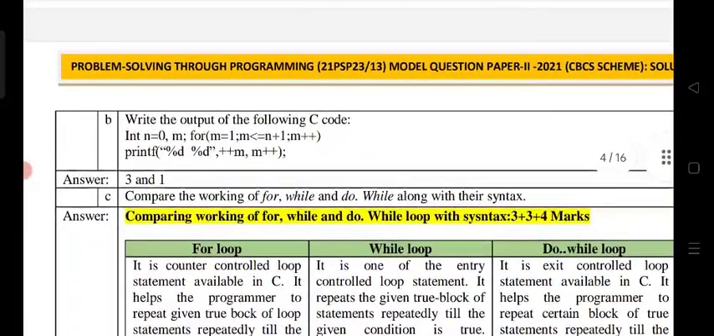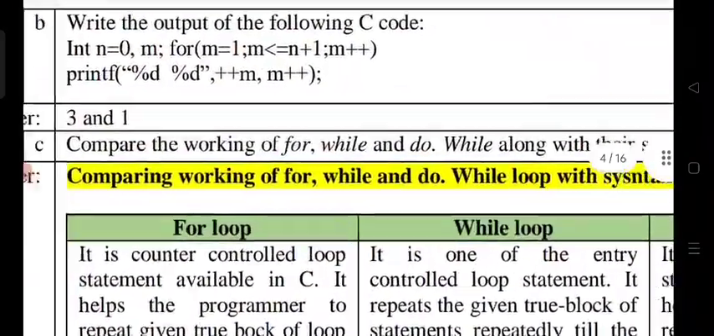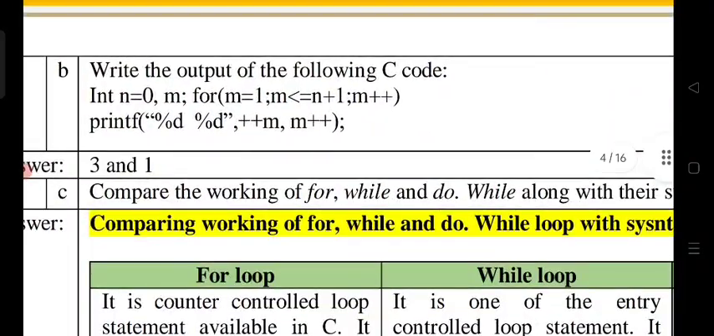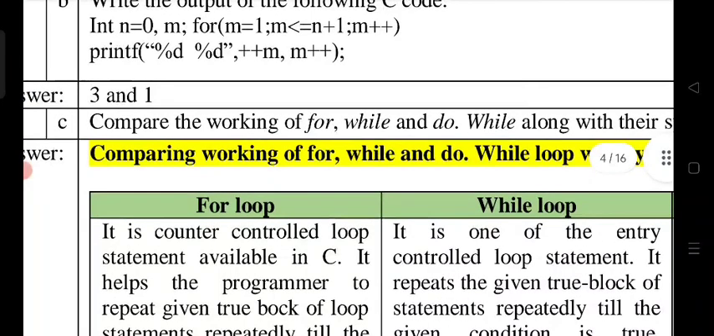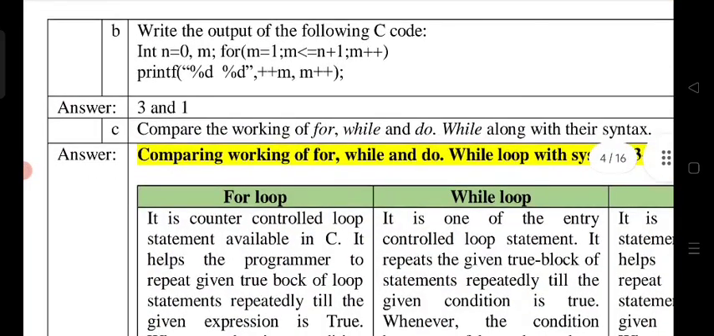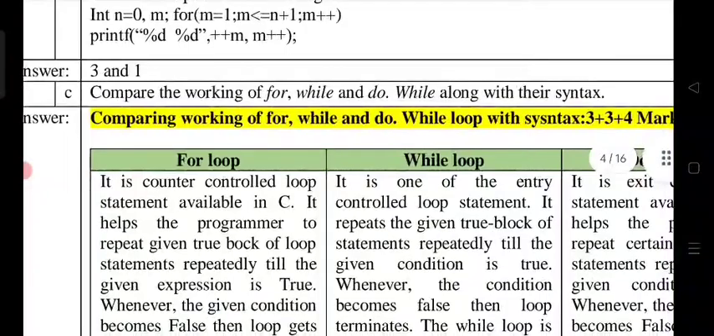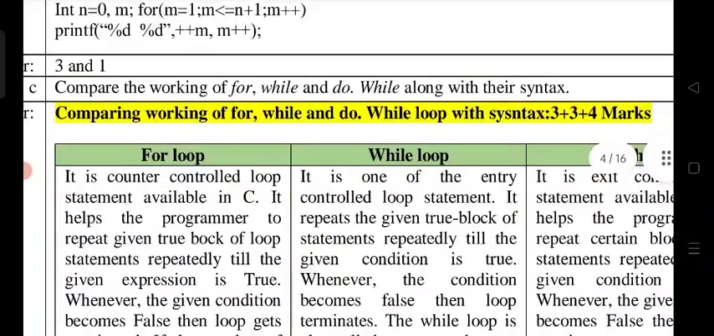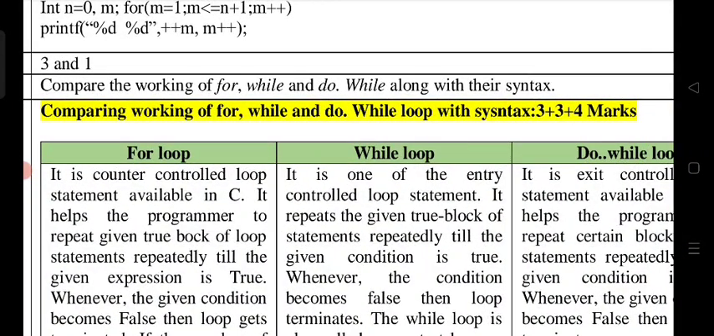And next question is write the output of the following C code. So here you have to analyze each line of the code, and you have to predict what will be the output after executing this code. So after tracing this code, the expected answer is what here? 3 and 1.